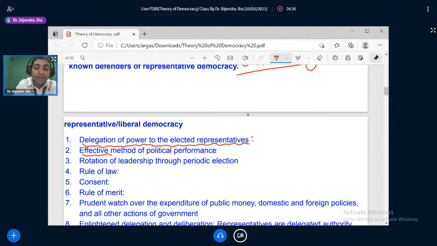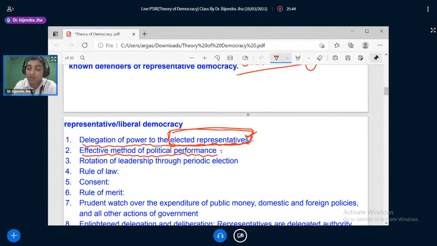And it is an effective method of political performance, because the masses do not know the rules of the game, the rules of politics, right? The art of government. Governing is an art. Everybody cannot do it. So the elected representatives perform all the tasks of government, the task of governing. So मास को अगर आप लगा देंगे तो फिर गड़बड़ हो जाएगा, वो पता नहीं क्या करेगा, right? So the elected representative effectively implements or deliberates the issues of law, rules, public policy. So representative democracy or liberal democracy is an effective method of government.